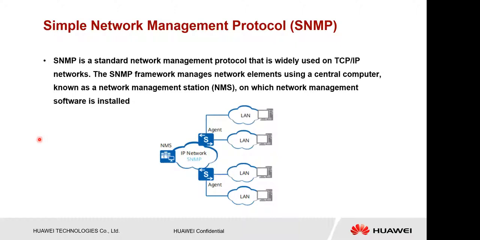The first part is SNMP, which is a standard network management protocol widely being used in our network today. SNMP manages the network elements using a central computer, known as the NMS station, on which we install the software for network monitoring. Based on this simple network topology, we have this NMS station, where we install the network monitoring software. After that, we have the NMS agent, the devices that we want to monitor. For example, if we have any routers or switches in the network, then we can monitor those devices. And at the end of the network, we have the end user connected to our network, which we can also monitor from our network monitoring software.